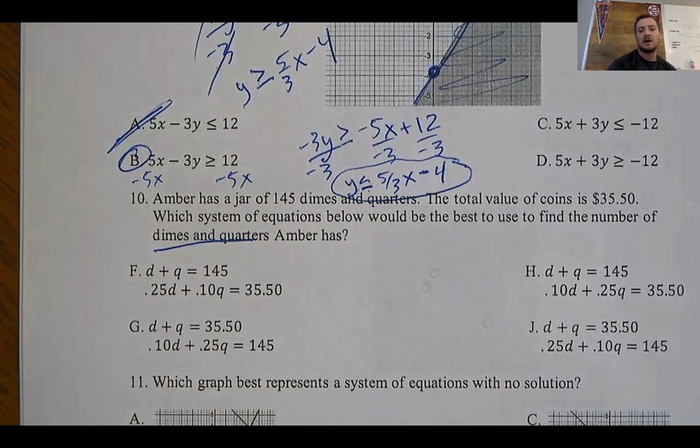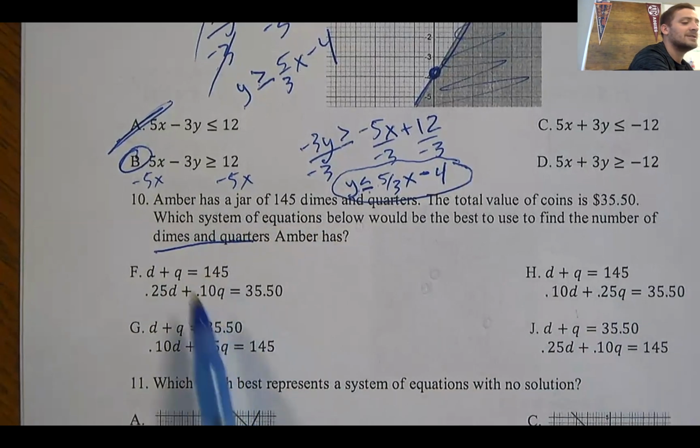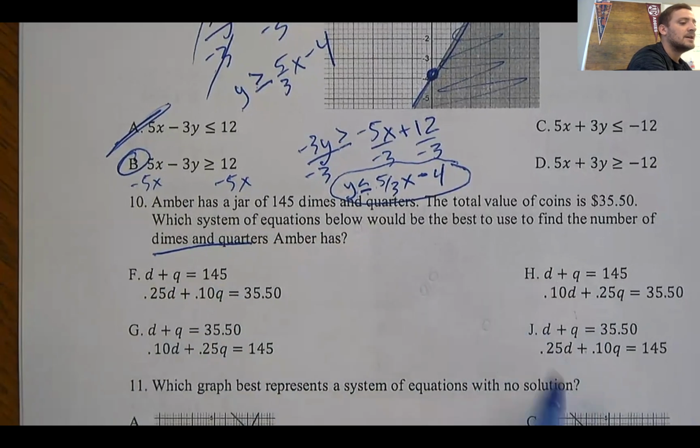So we're trying to figure out the amount of dimes and quarters. Normally, I would tell you guys to use X and Y. So maybe we would do X as dimes and Y as quarters. But if you notice, look at our answer choices here. They don't use X and Y. They use D and Q. Well, D is for dimes and Q is for quarters.